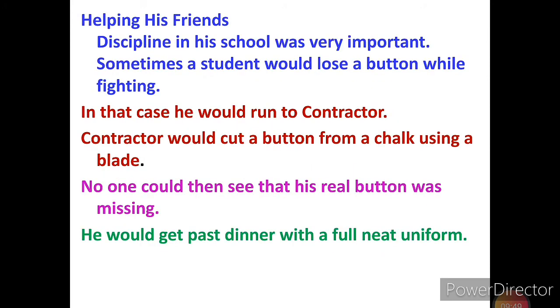Helping his friends. Discipline in his school was very important. Sometimes a student would lose a button while fighting. In that case, he would run to Contractor. Contractor would cut a button from a chalk using a blade. No one could then see that his real button was missing. He would get past dinner with a full, neat uniform. So here we can see the helping nature of Hafiz Contractor.